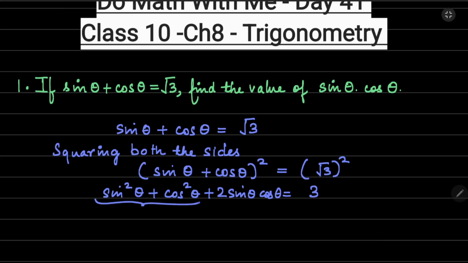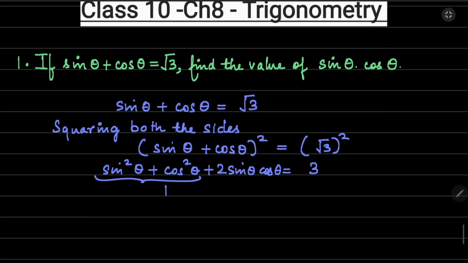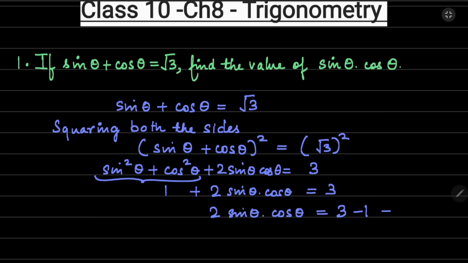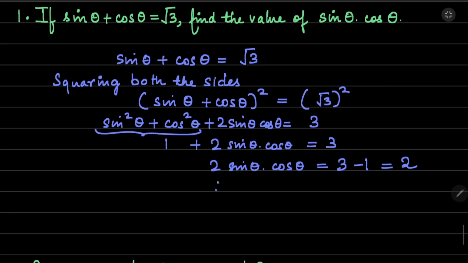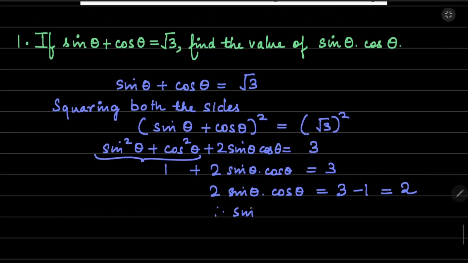Right? So what is sine square theta plus cos square theta? This is an identity. It's equal to 1. So 1 plus 2 sine theta cos theta is equal to 3. So 2 sine theta into cos theta is equal to 3 minus 1, which is 2. Therefore, you can write sine theta cos theta is equal to 2 divided by 2, which is equal to 1.